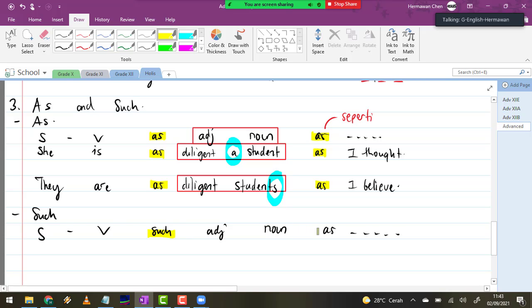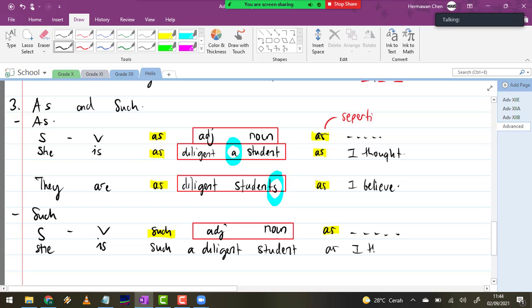Isn't the pattern the same? It's the same, right? I just change "as" into "such". Look at the example. She is, I use the same example here. She is such a diligent student as I thought.